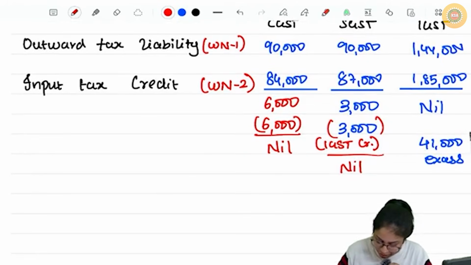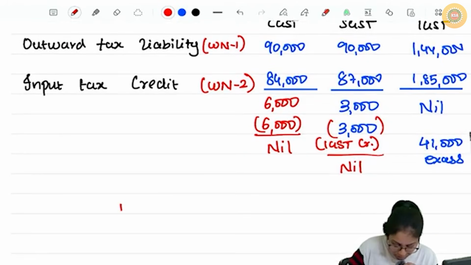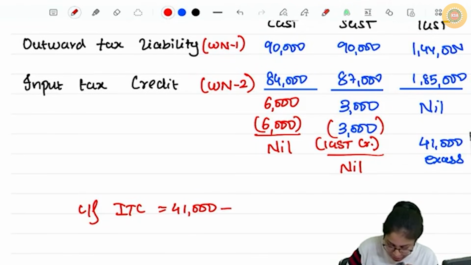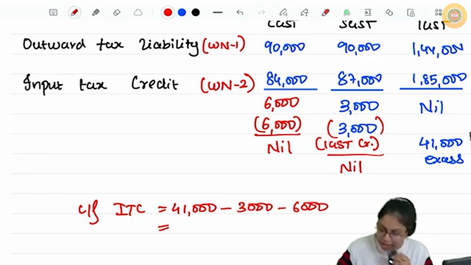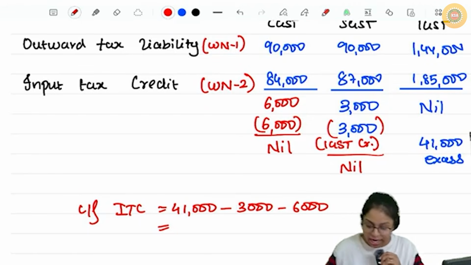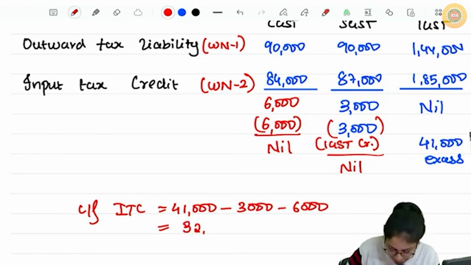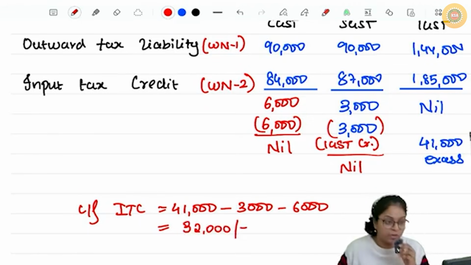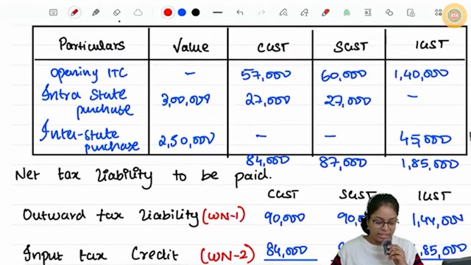So out of the 41,000 ITC carried forward that we had, we utilized 3,000 and 6,000. So how much can I carry forward? 41,000 minus 9,000, I can carry forward 32,000. Is that perfect? So that is your entire question.